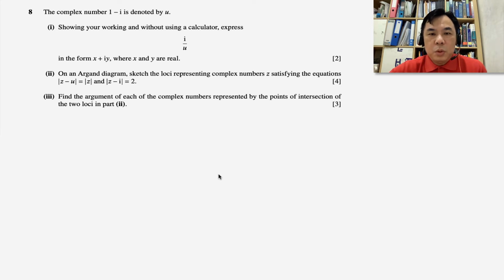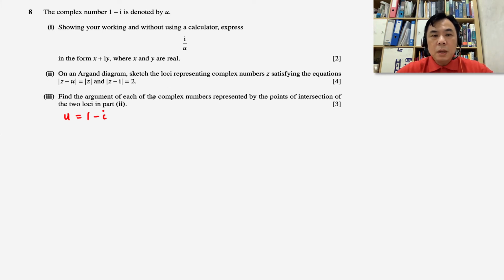This is a much simpler version, but I will show you how to work out this solution here. We have the complex number given as 1 minus i, denoted by u. Showing all your working without using a calculator, express this complex number in the form x plus iy, where x and y are real. Okay, let's start with the first one, which is quite easy to get. There are two strategies we can work with this. Now we are given u equal to 1 minus i here.